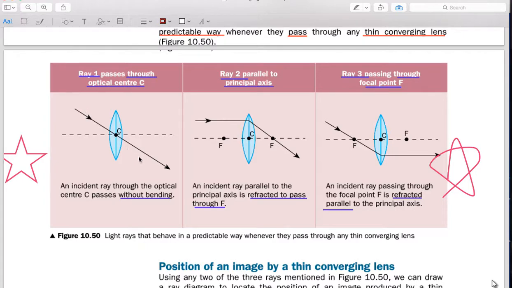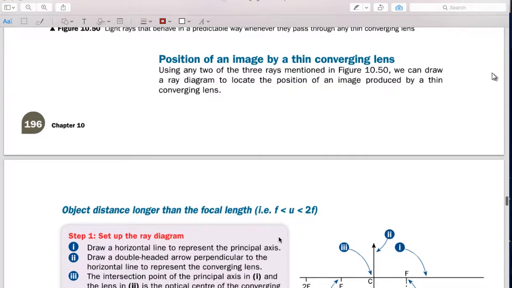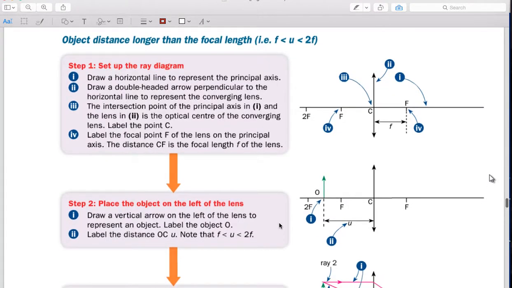So the first ray, that passes through the optical center, does not get bent. Second ray, anything that's parallel to the principal axis, after that it will bend. And the third ray, anything that passes through the principal focus, after that it will be parallel to my principal axis. Okay, so what happens? How do I actually draw?